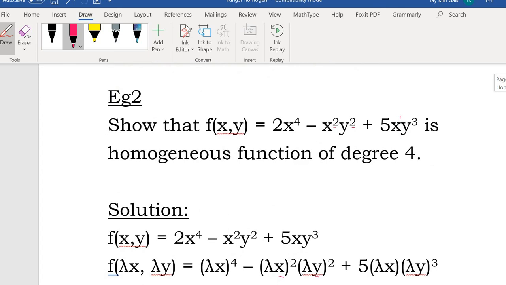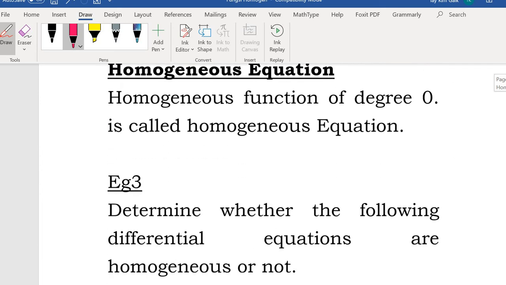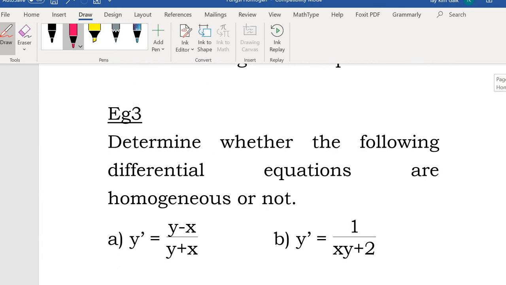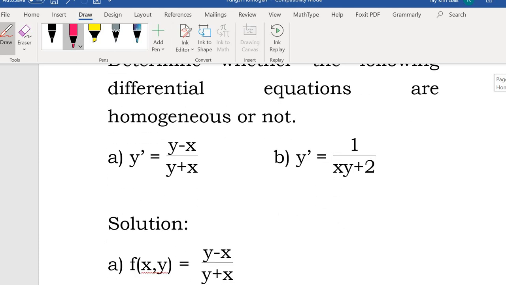Okay, now example 3. Determine whether the following differential equations are homogeneous or not. To determine whether it's homogeneous or not means your right hand side is actually f(x,y).